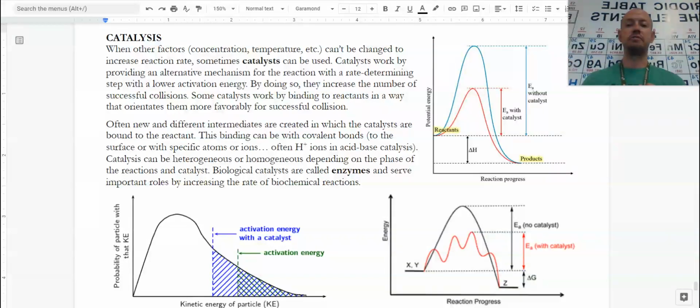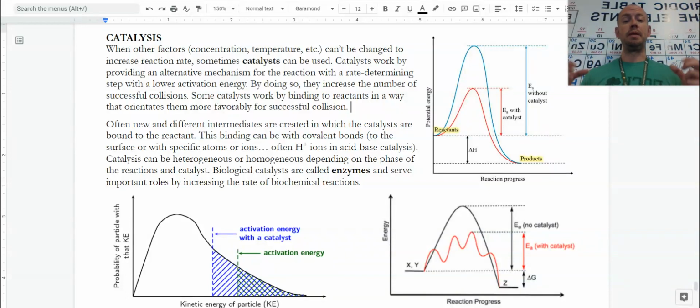When we're doing this, a lot of times we might create new or different intermediates that somehow stick to the reactant. It could be with the covalent bond. It could be by bonding to the surface. It could be by bonding to hydrogen ions. So there's different specific types of catalysis, but really we don't need to understand the mechanics of why something works that way, as long as we do understand that it's not always the same situation.